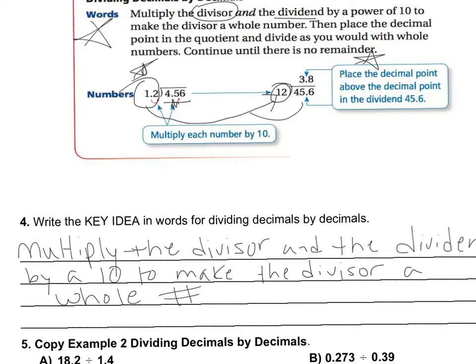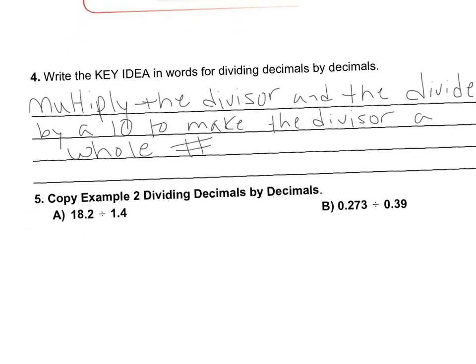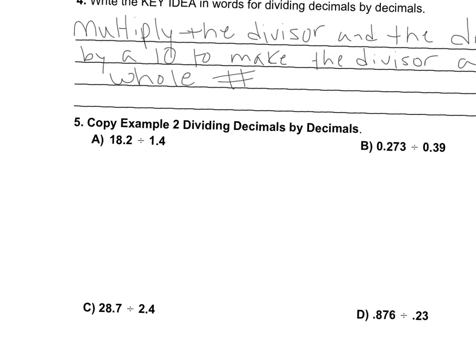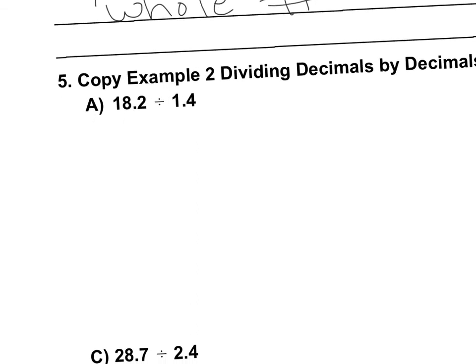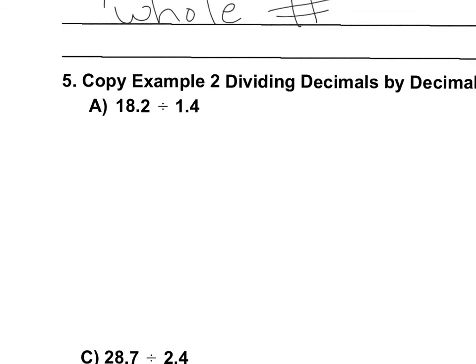Okay, so let's get into the fun stuff, some examples. Okay, so if we take a look at 18.2 divided by 1.4. So let's set that up. We've got 18.2. Make sure you get that decimal in there. Okay, we have 1.4. Again, make sure you have the decimal.